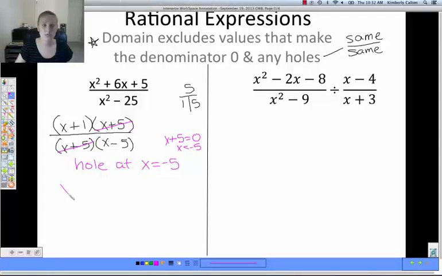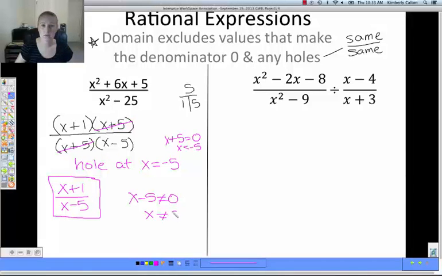And my problem left is x plus 1 divided by x minus 5 as my final simplified problem with a hole at x equals negative 5. And I also have to remember that the denominator cannot equal 0. So I have x minus 5 cannot equal 0. So x cannot equal 5. So my domain can be written as all real numbers except plus or minus 5. Now that covers the 5 and the negative 5.